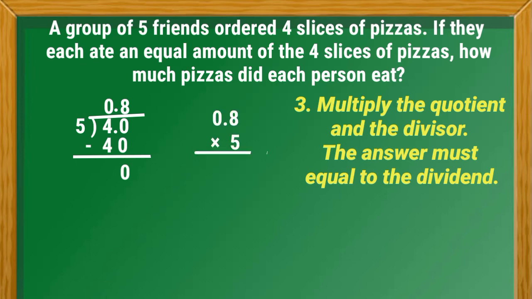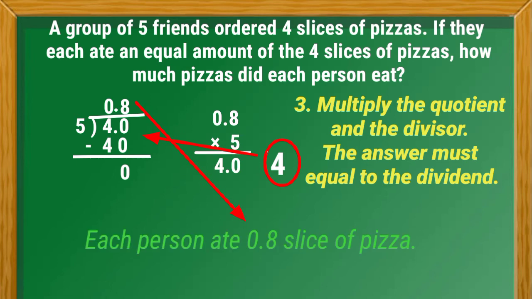So 8 tenths times 5. 5 times 8 is 40. And then we are going to count the number of decimal places in our factors. We only have 1 decimal place. So we are going to move 1 decimal place in our product. So the answer is 4.0 or 4. So each person ate 8/10 slice of pizza.